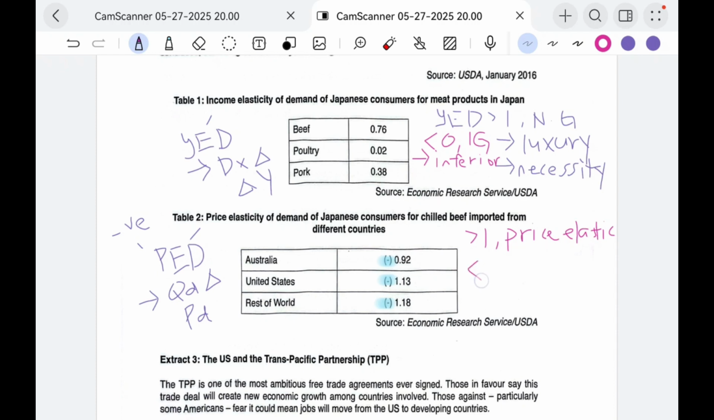Then on the other hand, you have less than 1, where the demand for the good is price inelastic. Just a point to note, don't say demand is elastic or demand is inelastic, because this is not something that exists.